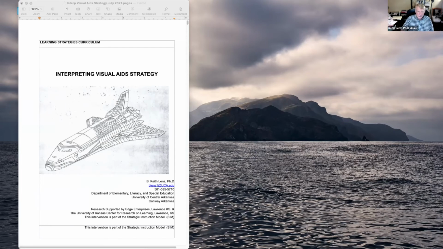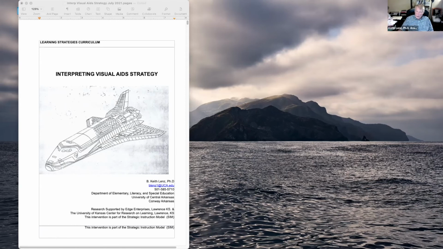The objectives. When you're done, I hope you could explain the Interpreting Visual Aid Strategy, and state rationales for teaching the Interpreting Visual Aid Strategy to students who are low achieving and students with learning disabilities, although I've used this with students without disabilities just to help them pay attention to visuals as they read. I'm going to describe and model the Interpreting Visual Aid Strategy, and hopefully we'll look at some pre-tests and scoring.